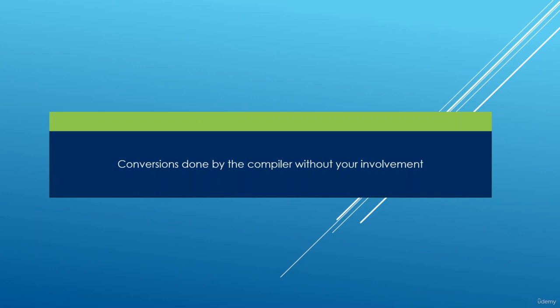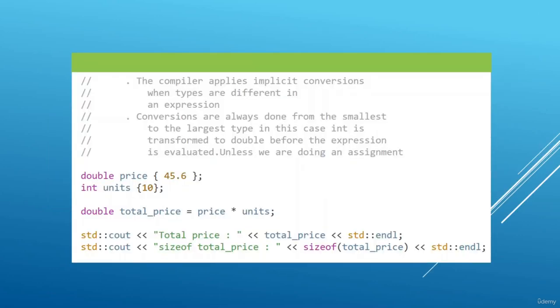Okay, implicit conversions are conversions that are done by the compiler without your involvement. And by you, I mean the developer. Here is a simple example of what we might have in real code. We have a variable of double type, and the name is price, and we have another variable called units. The type is int. Here we have an expression that is going to mix these things up, and when the compiler is evaluating what we have here to the right of the equal sign, it's going to notice that the price is of double type and units is of int type.